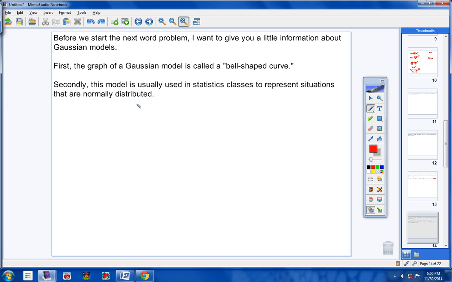Secondly, this model is usually used in statistics. Usually it's used to represent situations that are normally distributed. Now, I'm not going to get into what that means when we say normally distributed. That's statistics class terminology. But just so you understand, Gaussian models are usually used in statistics. So make note of that. Okay, having said that, in your notes, go ahead and write down page 499, example number 3. Okay, and here we go.